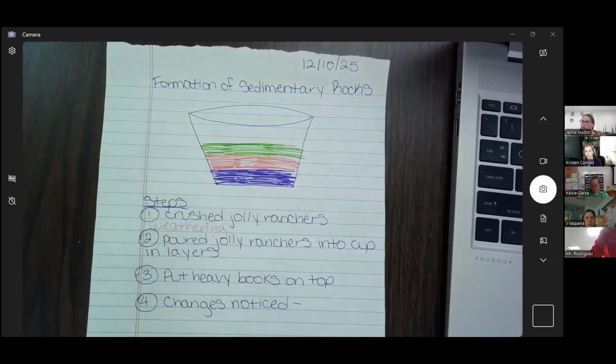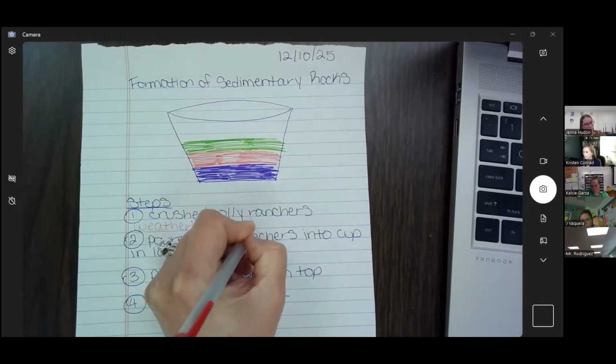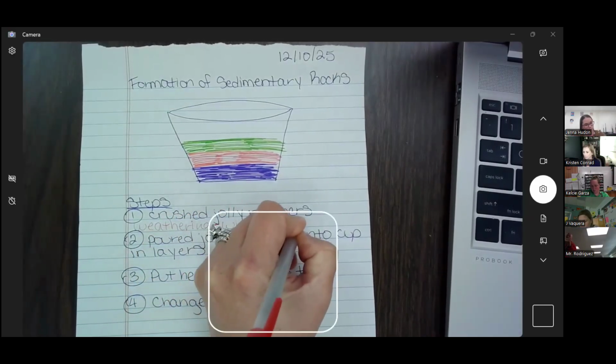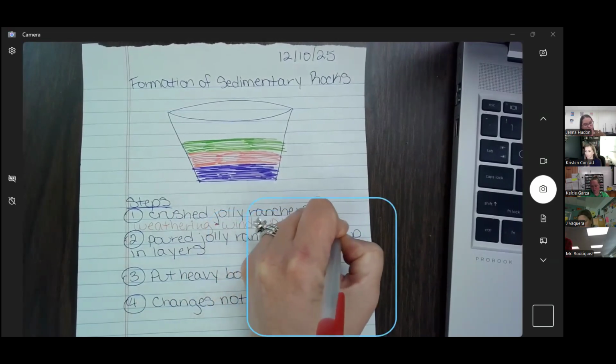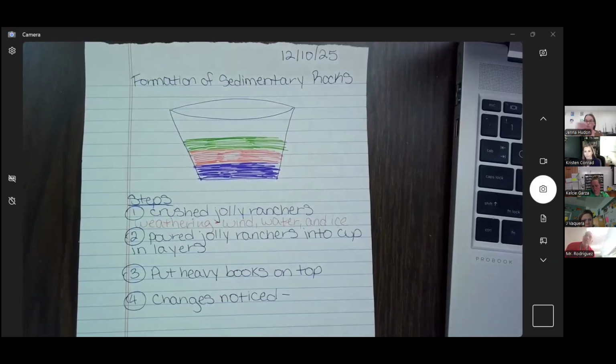So I would add that in a different color. Can you see that red a little bit? Okay, beautiful. So yes, boys and girls, when we crushed those Jolly Ranchers, we were modeling weathering. And remember, weathering can be done by wind, water, and ice. Those are some of our things that cause weathering. So, ladies and gentlemen, what did we do after we crushed our Jolly Ranchers? We poured them into layers, right? Now, what step of the process in the real world might that be representing?